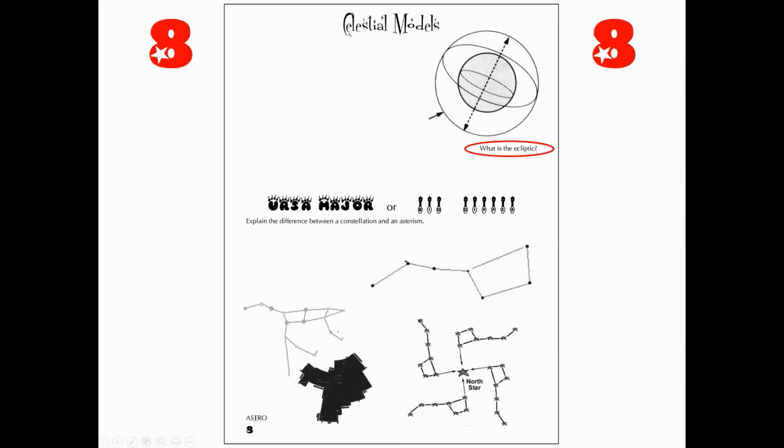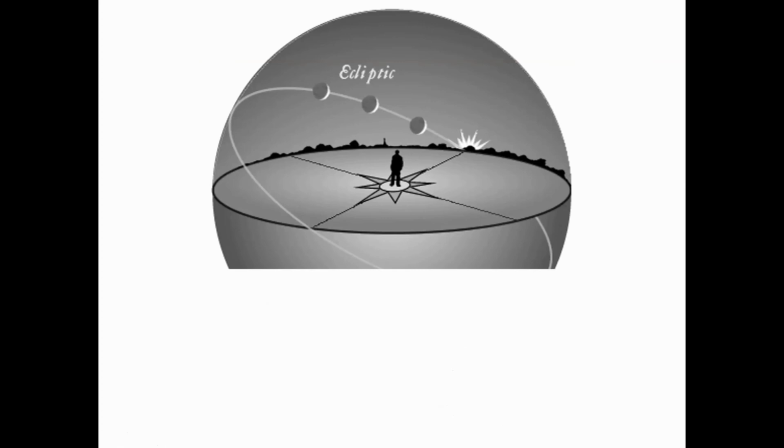Ecliptic: the path of the solar system, the path of the sun and planets, including our moon. There's another visual to try and represent this. Again, you're ginormous. Looks like you're bigger than the sun or the moon here. So the sun is peeking there. We have the moon. And the ecliptic is this path.